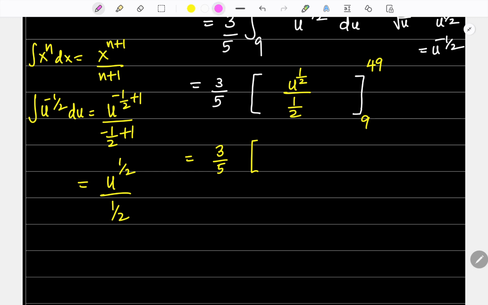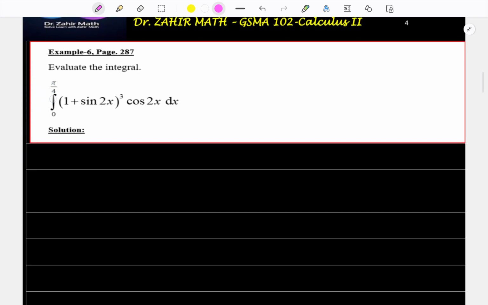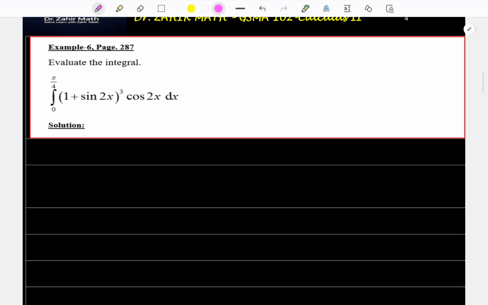And let's close it with one line so that you will not get confused. And this 2, I'll take it out by flipping 2 by 1. Okay. Right. And then 49 to the power of 1 by 2 minus 9 to the power of 1 by 2. Put everything in the calculator, and you will get 24 divided by 5 as your final answer. Right. Let's go to the next question, which is example 6.